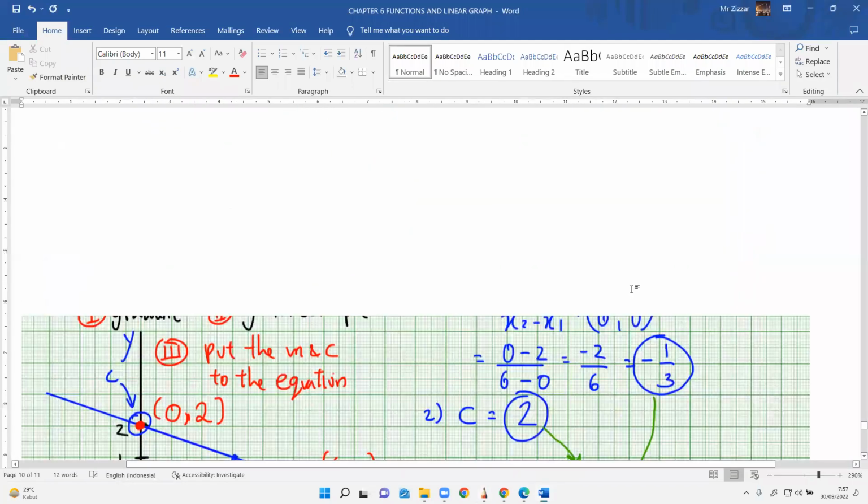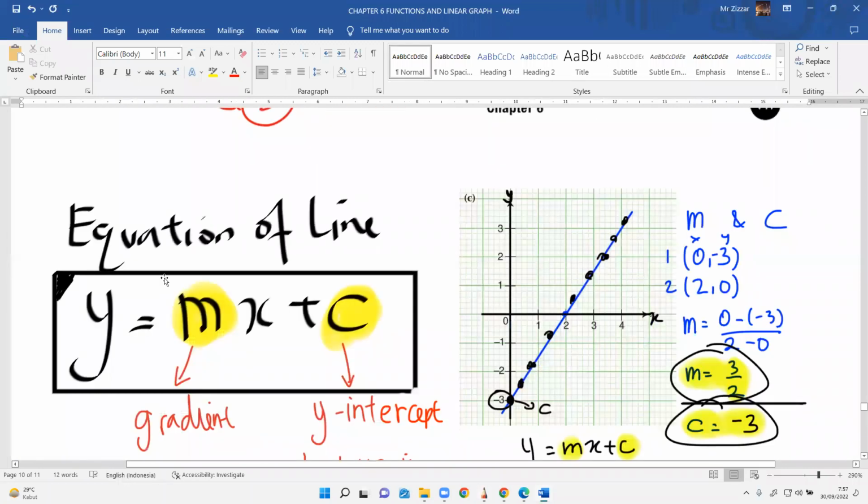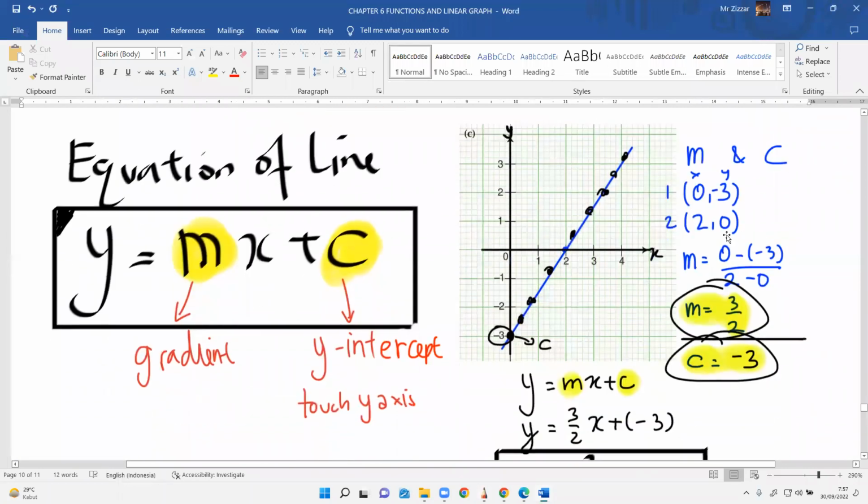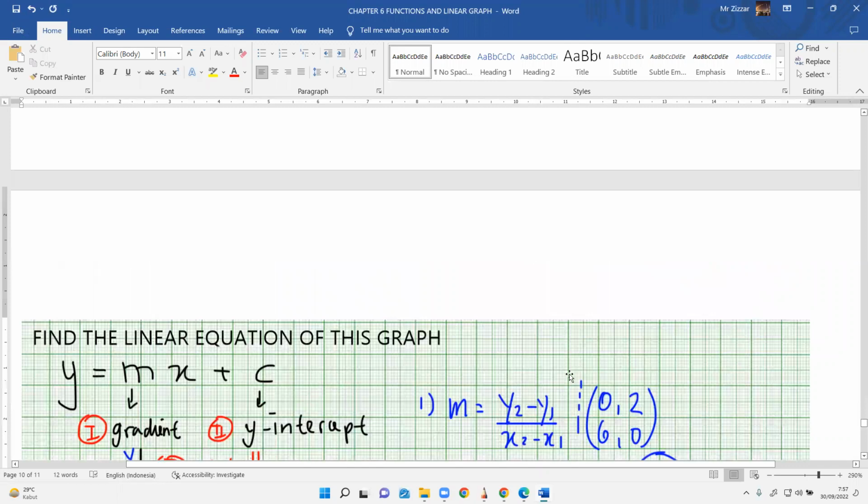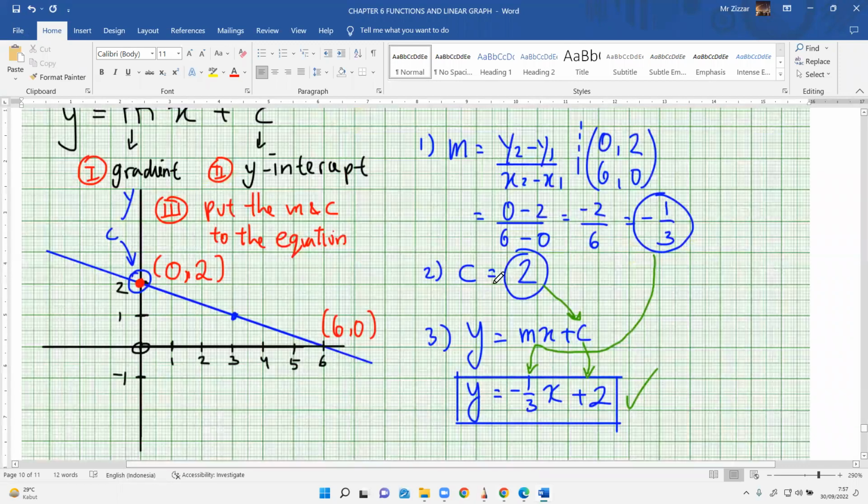So you can see from other classes it is like this also. Find the equation of the line, given the points. We have some points here, and you can pick any points. Pick two only. I pick (0, -3) and (2, 0), where the c is -3 because it hits the y-axis, right? Okay, now let's see the other.